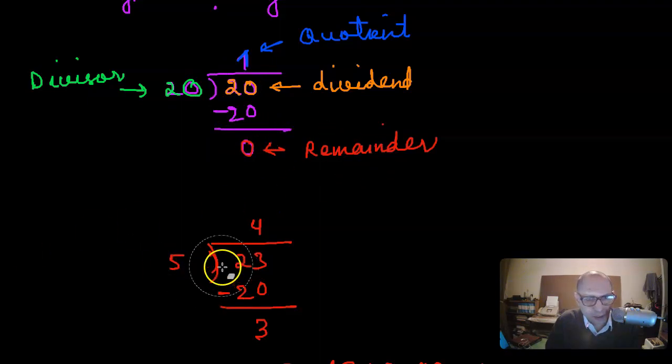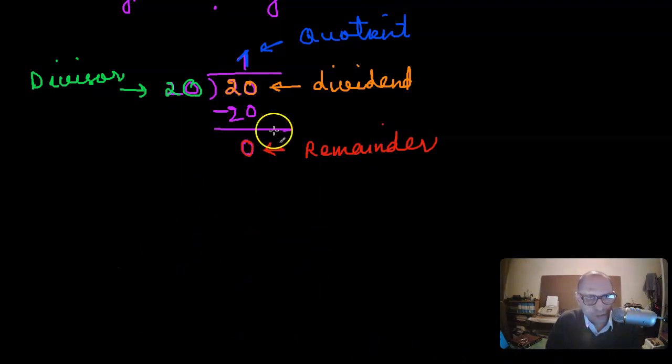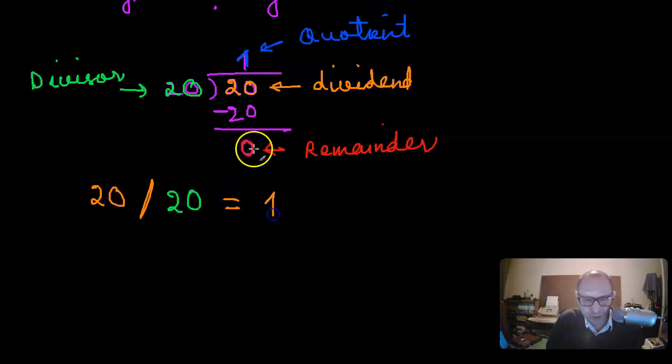Now, what's important here is that in this case, I can write this division as 20 divided by 20 is equal to 1 with a remainder 0, 1 r 0, right? So this 20 is the dividend, this 20 is the divisor, this 1 is the quotient, and this 0 is the remainder. So this is the exact same division.